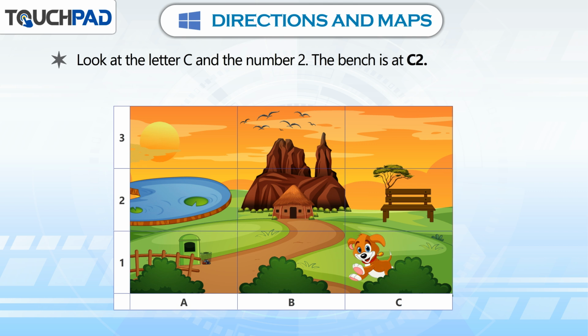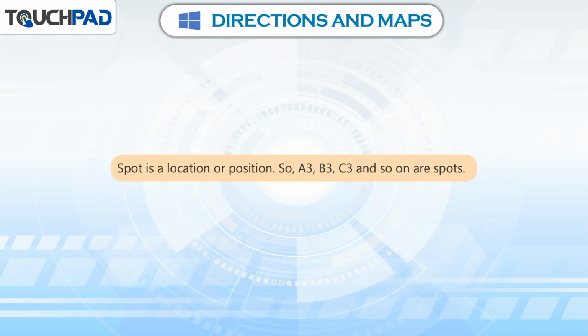Look at the letter C and the number 2. The bench is at C2. Look at the letter C and the number 1. The dog is at C1. Spot is a location or position, so A3, B3, C3 and so on are spots.